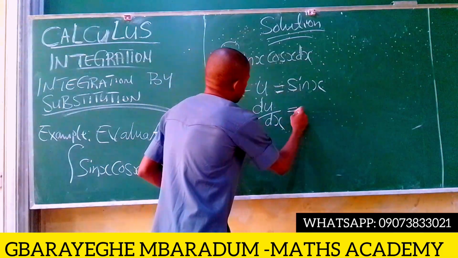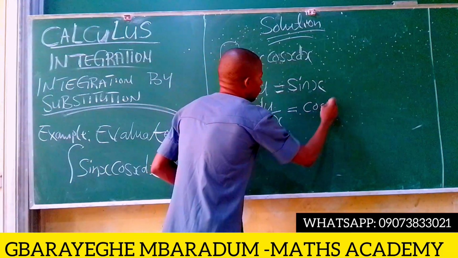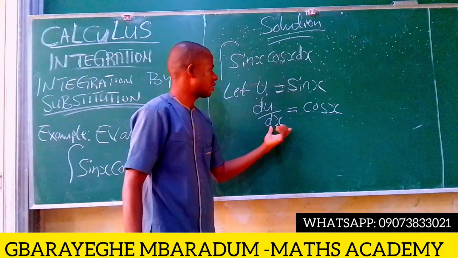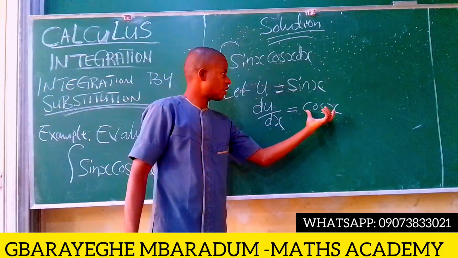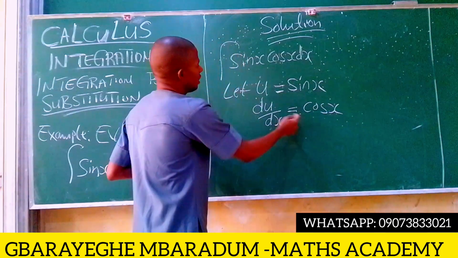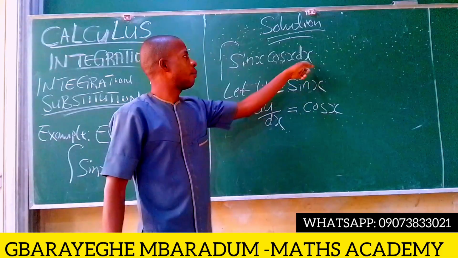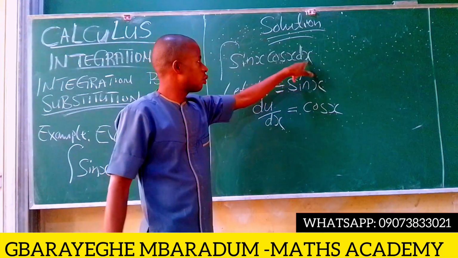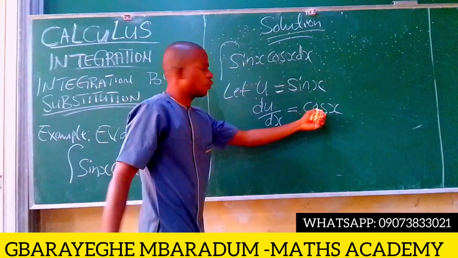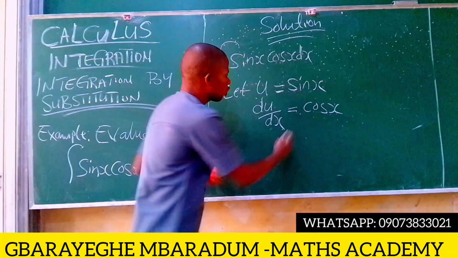Now, differentiating u with respect to x, du/dx, is going to be cos x, right? Because when we differentiate sin x, it's going to give us cos x. Now, we have gotten this, but look at our question. Our purpose of doing this is to manipulate and substitute this dx. Now, for us to get the dx, we are going to make dx the subject of the formula from this given expression. And for us to make dx the subject of the formula, we cross multiply.